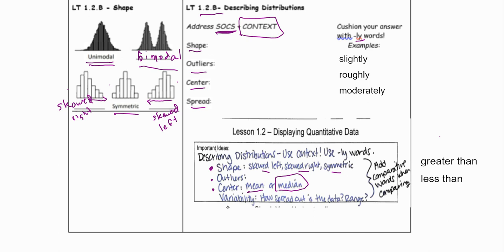Then we talk about variability, which is also known as spread. I use spread here, not variability: how spread out is the data. That might be a range, and to find the range, we take the max minus the min. That could be an IQR, the interquartile range, which we can talk about when we get to box and whisker plots. That may be a standard deviation. That is what we're looking for when we talk about variability or spread: how spread out is the data.